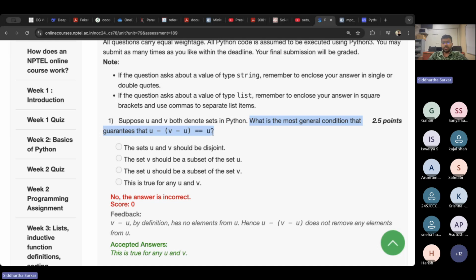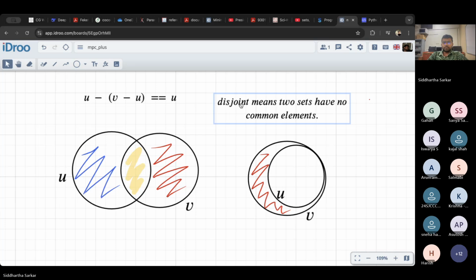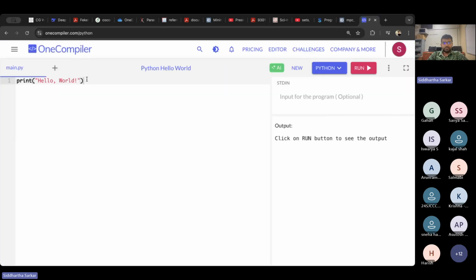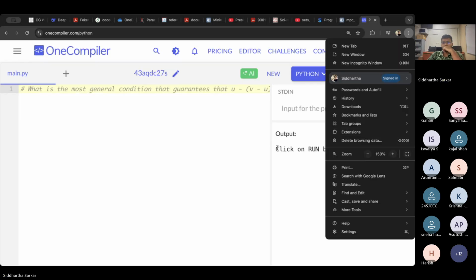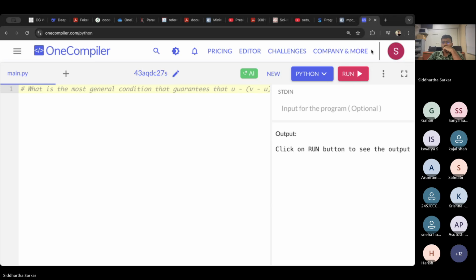Let's do it programmatically. I tried to do it diagrammatically, which some of you are not able to appreciate. So let's do it on the program. So this is a question: what is the most general condition that guarantees that U minus (V minus U) is equal to U?